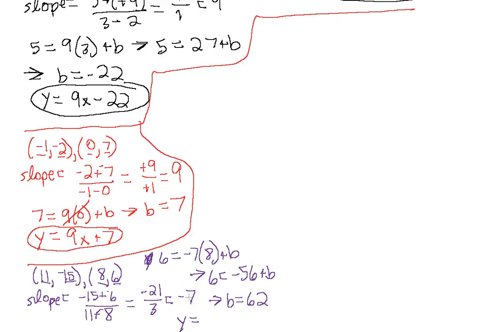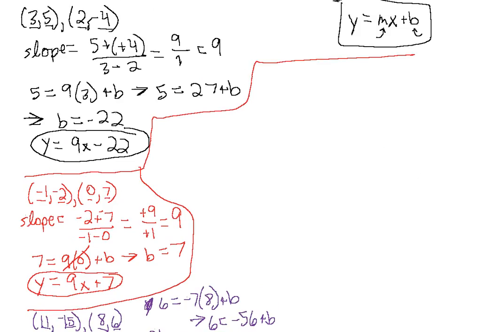We have y equals minus 7x plus the y value of our y-intercept, which is b, which equals 62 in this case. Okay, let's do some more. Practice makes perfect. That's why we do so many of these exercises.